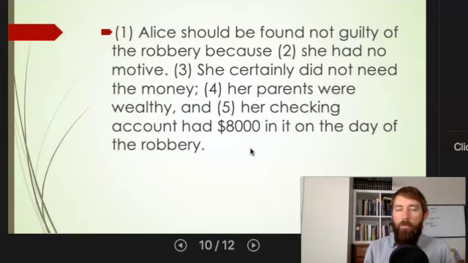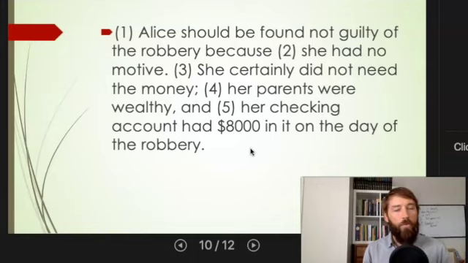How about what's evidence for her checking account having $8,000 in it? Is the fact that her parents are wealthy evidence that her checking account has $8,000 in it? Well, it's not going to convince me. How would somebody convince me that their checking account has $8,000 in it? Well, I want to see a bank statement, and number 4 doesn't have a bank statement in it. Just because her parents are wealthy doesn't mean that she's got $8,000 in her checking account. So neither one of these is evidence for one another.